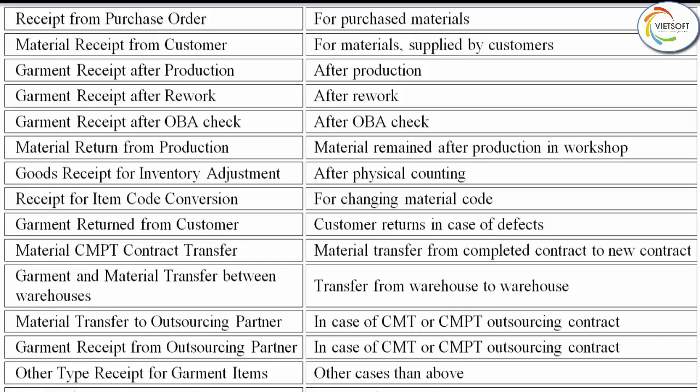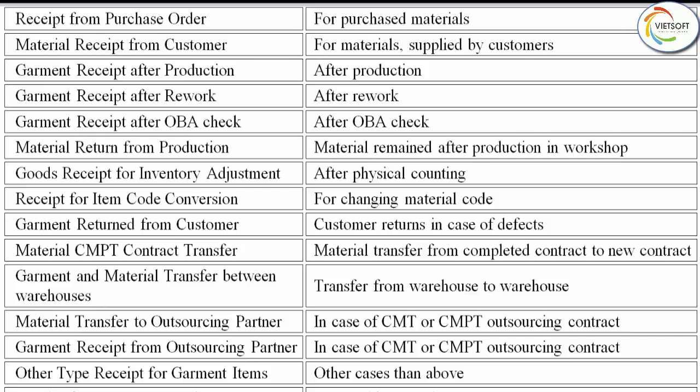adjustment is used to receive overbalance of materials after physical counting. Receipt for item code conversion is used if you want to change the current item code to a new one. Garment returned from customer is used to receive garment returned by customer. Material CMPT contract transfer is used to receive materials if the customer requests you to transfer materials of a completed sale annex to a new one. Garment and material transfer between warehouses is used to receive items moving from warehouse to warehouse.